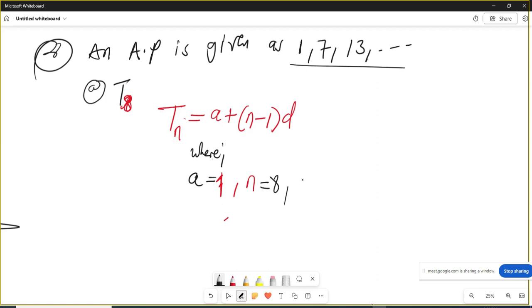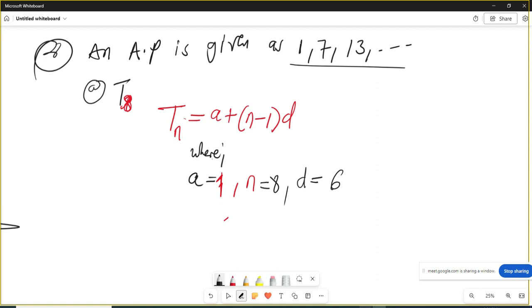And then D. D, it's a common difference. So in short, what number have they added on 1 to have 7, which is a 6? So to find the common difference, we can say 7 minus 1 or 13 minus 7. The answer will still be the same number, which is a 6.